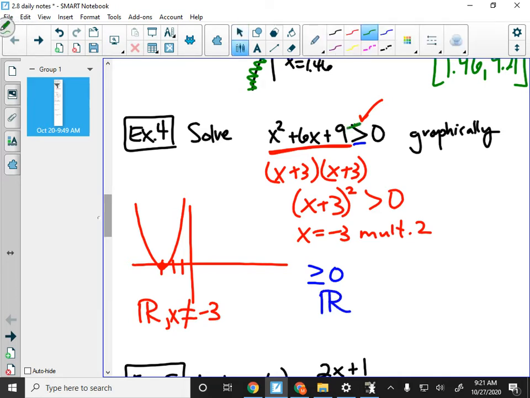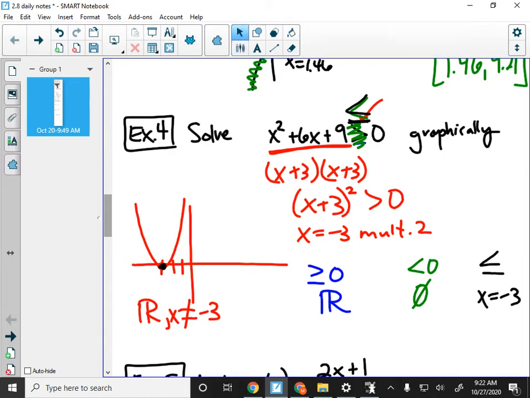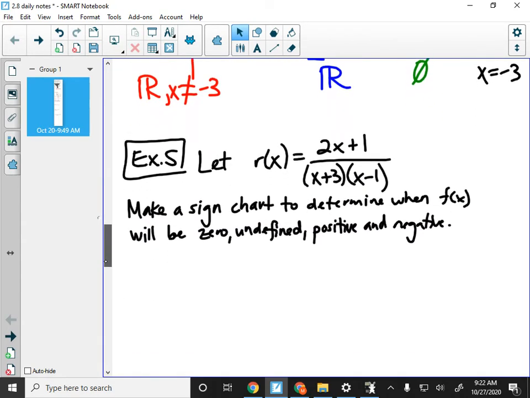If I would have changed it to be when is it less than 0, well, if I look, that graph is never less than 0. So you can say no solution. And then finally, if I would have had it say less than or equal to 0, well, it's never less than, but it is equal to 0, and that one would just be simply at x equals -3. So please be very careful when you're looking at the inequality signs. Sometimes it won't affect it, but a lot of times it will. So the less than versus less than or equal to, or greater than versus greater than or equal to.